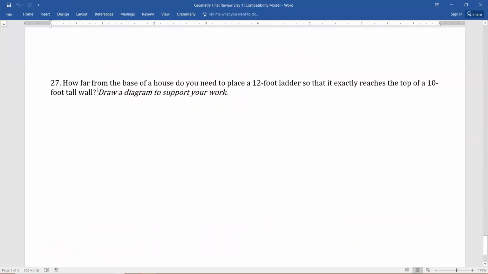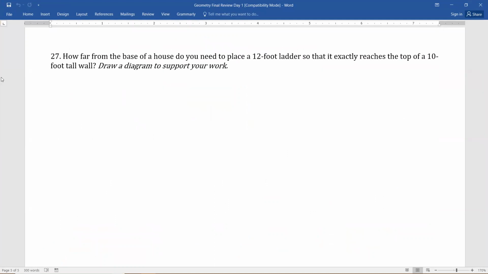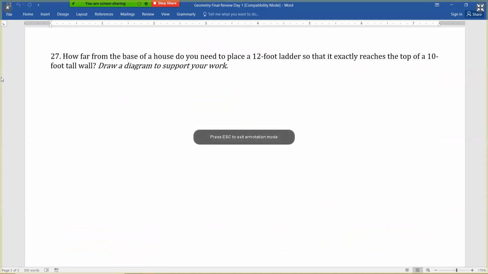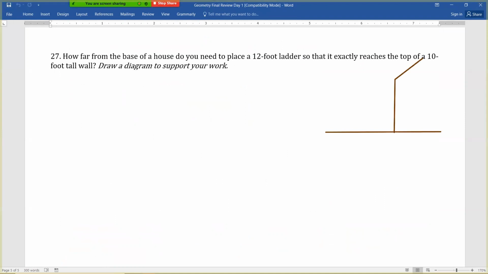All right, one more. I know we've completed a question really similar to this. We're talking about a house. We want to know how far from the base of the house do we need to put a 12-foot ladder so that it exactly reaches the top of a 10-foot wall. So here's my house, here's my ladder. We have a 12-foot ladder, so this is 12 foot. And we know the house is 10 foot tall. We want to figure out how far this has to be.